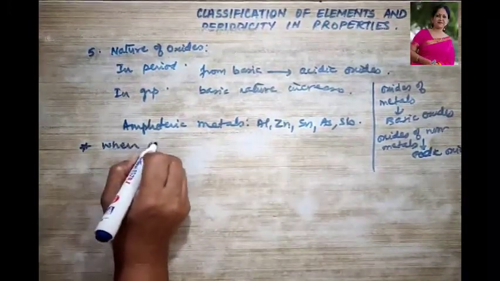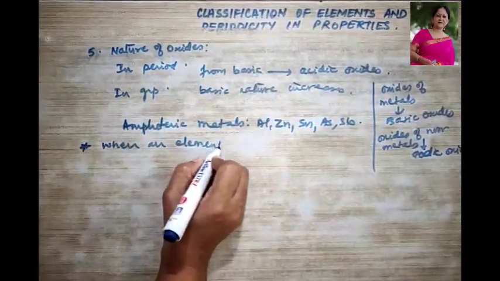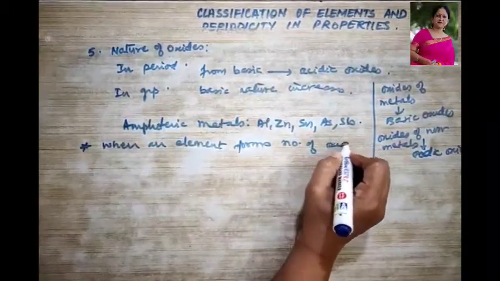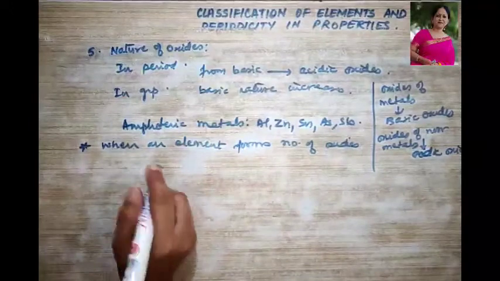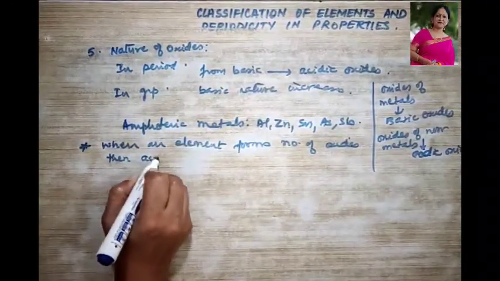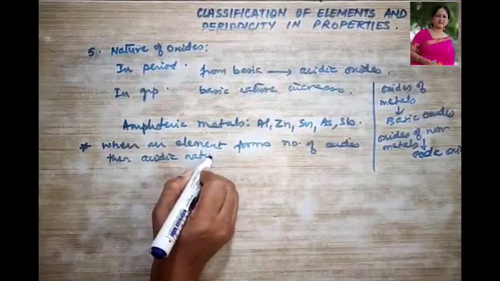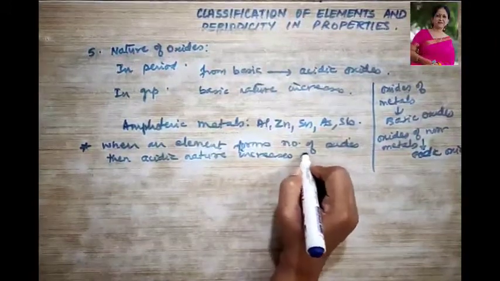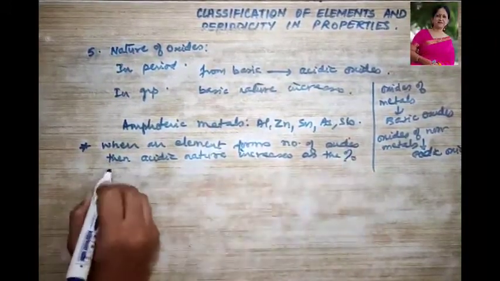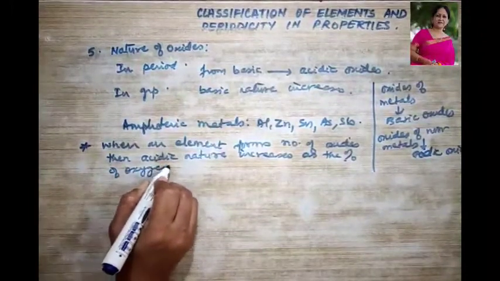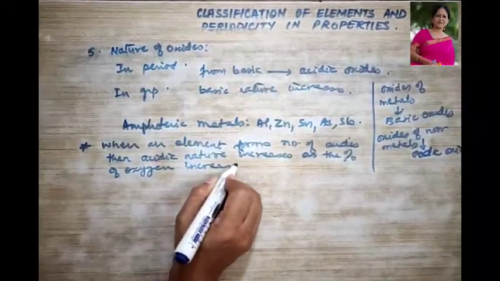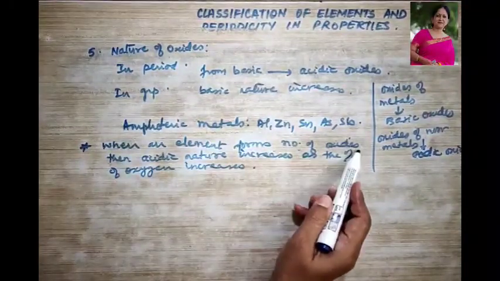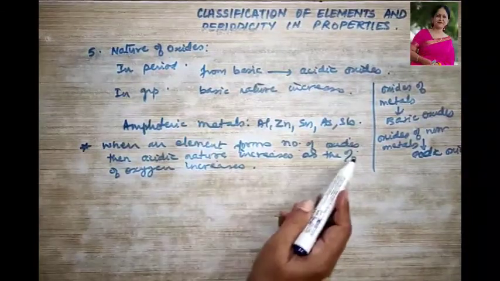Now, when an element forms a number of oxides, then the acidic nature increases as the percentage of oxygen increases. Clear? Some very important points I am telling you. What did I say? That when an element forms a number of oxides, then its acidic nature will increase as the percentage of oxygen increases.